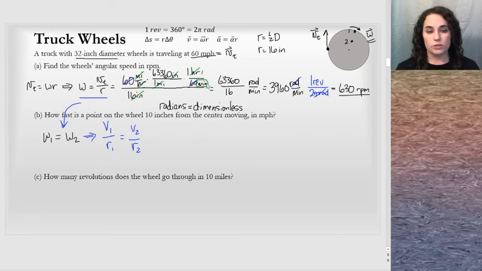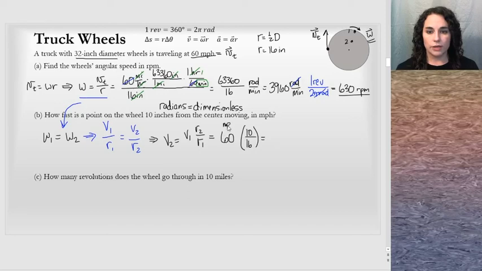You could use 630 and go through that calculation, and that's perfectly fine, but this is going to leave us a nice ratio. So if I solve for V2 in this equation, I multiply by R2 on both sides, I get V1 times R2 over R1. V1 becomes 60 miles per hour. The first dot is going 60 miles per hour. R2 is 10, and R1 is 16. Plug those numbers in. You get 600 over 16.